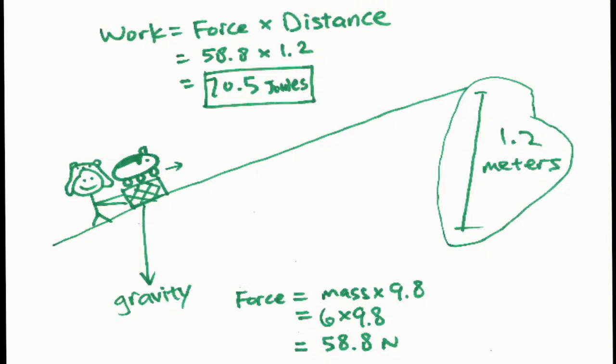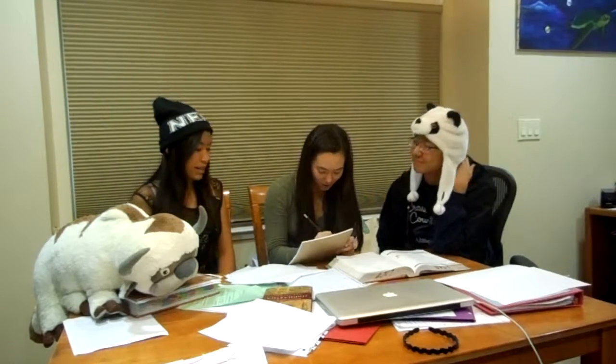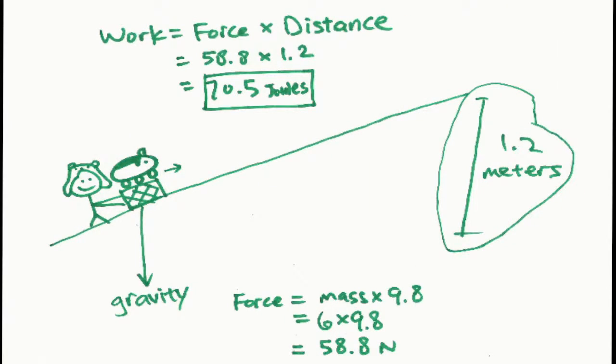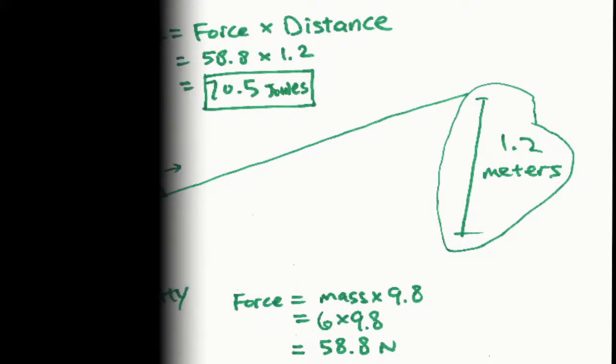This is 58.8 newtons. But why 9.8? Well, it is an accepted value representing the acceleration due to gravity, and the force of gravity is always found in this way, so that's how you should do it. We can also measure the vertical distance between the starting point and ending point, which is 1.2 meters. Now we just multiply the force times this distance, and now you have the work done by gravity, which is 70.5. Wow, you guys are so amazing and helpful and beautiful.